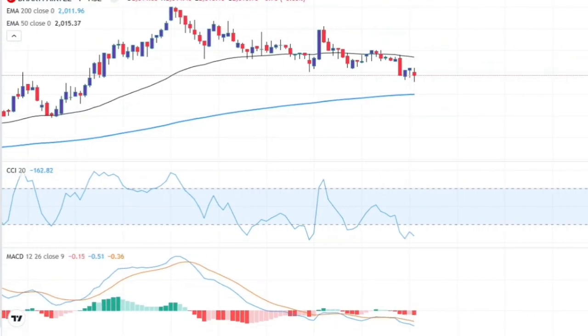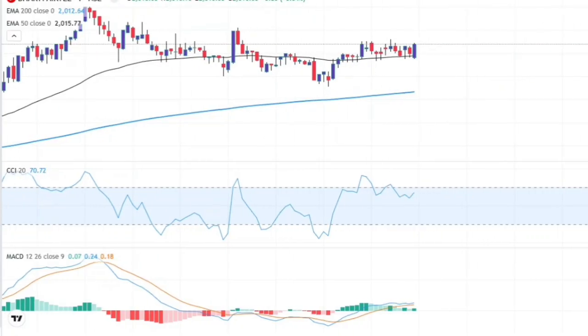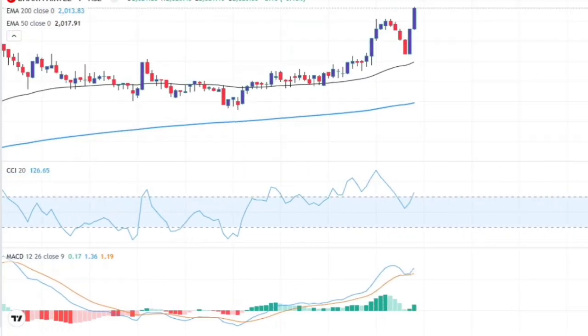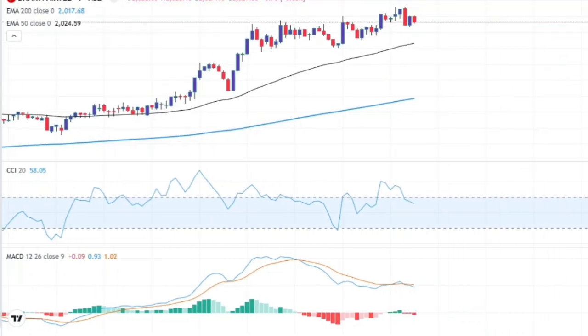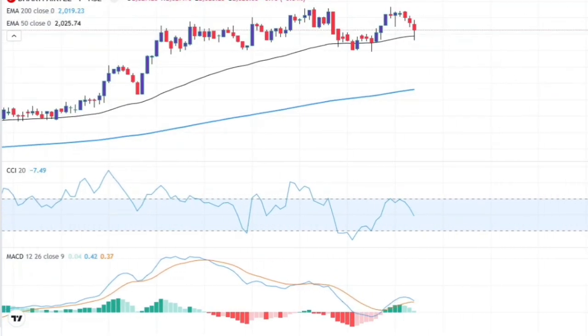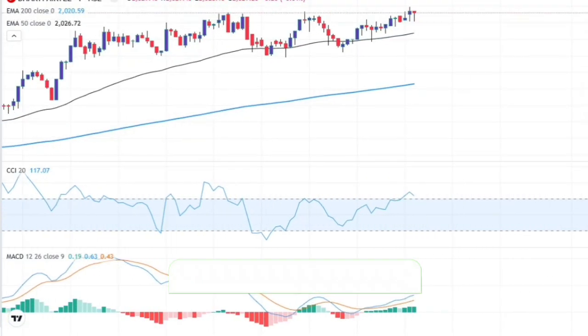But what if you had a system that tells you exactly where the big institutions are hiding? A system that forces you to only trade with the 10,000-pound gorilla, the trend, and then pinpoints the exact second to click buy or sell to catch the bounce.